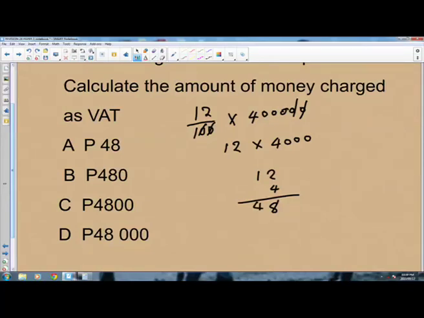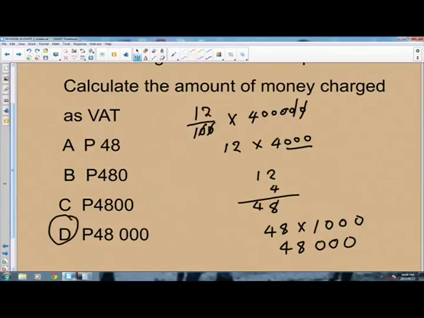But remember, you also need to multiply by a further 1,000. So times 1,000. Because this was 4,000. So multiply by a further 1,000. And this will give you 48,000. So it says calculate the amount of money charged as VAT. So VAT is charged as 48,000. So the answer to this question is represented at D. So let's circle the answer D.